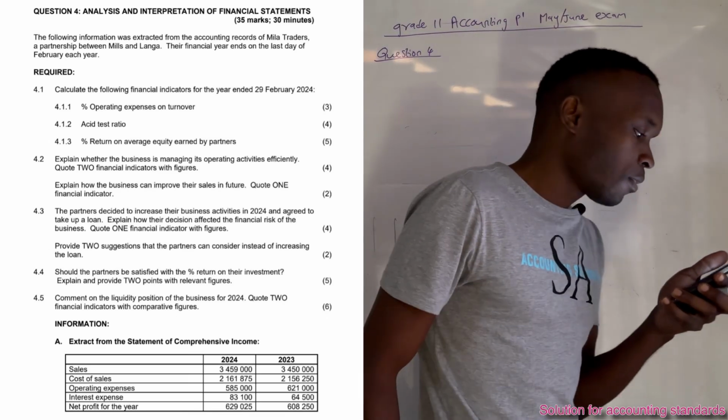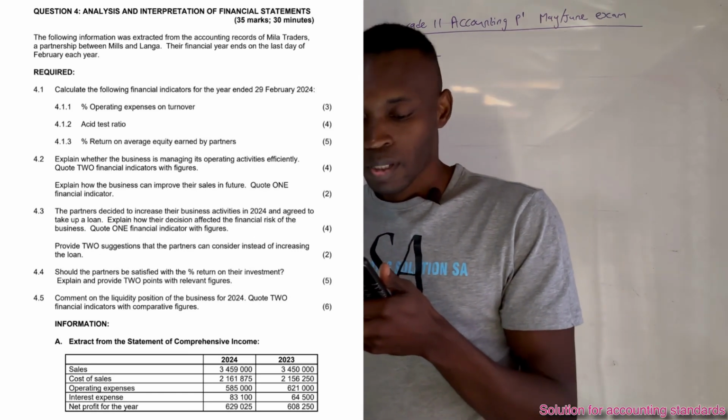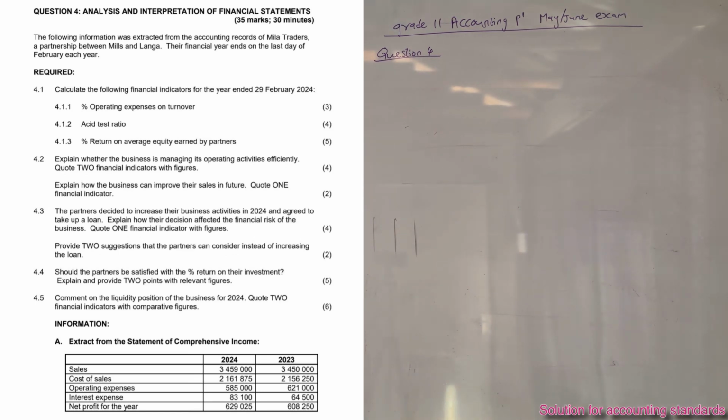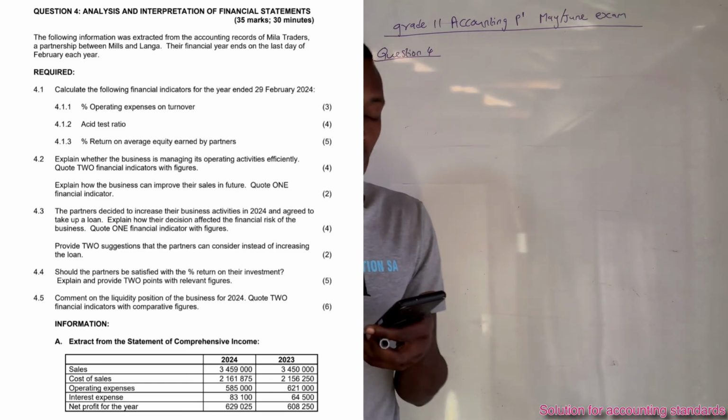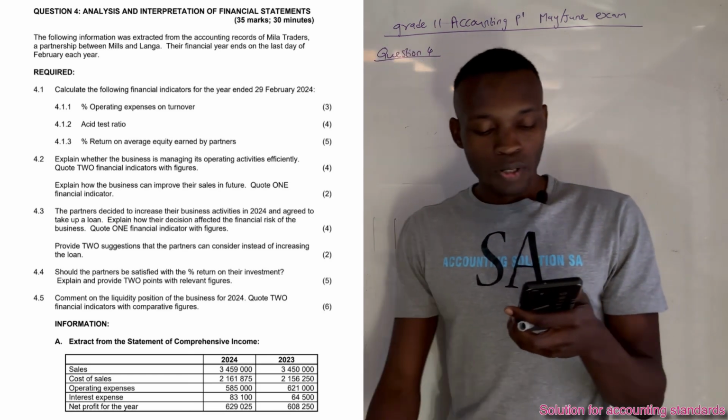The following information was extracted from the accounting records of Miller Traders, a partnership between Mills and Langa. Their financial year ends on the last day of February each year. 4.1 Calculate the following financial indicators for the year ended 29 February 2024. 4.1.1 Operating expense on turnover, 4.1.2 acid test ratio, and the return on average equity earned by partners. That's what we are going to calculate, and after that we'll go to the theory part. Now let's go to the information.